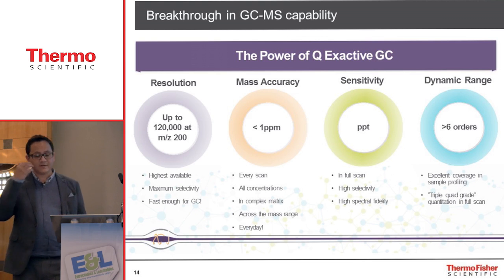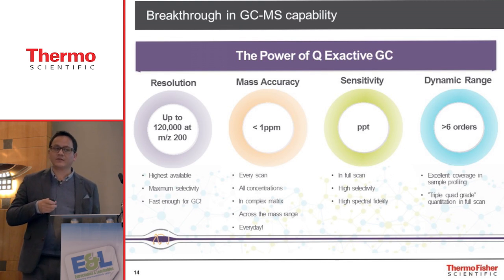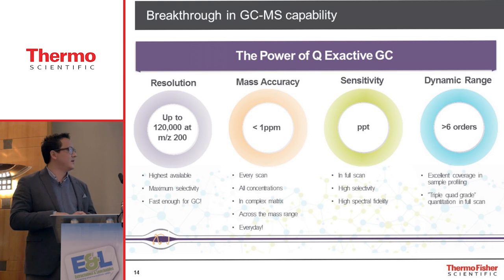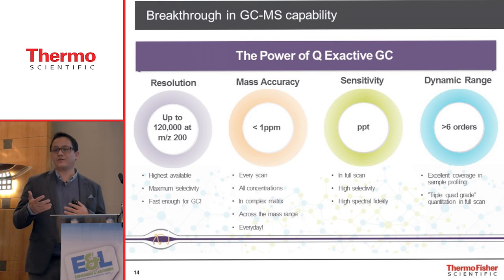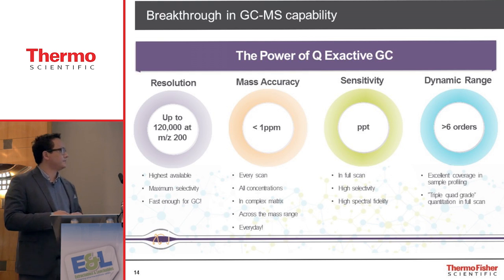So what does the system give you? As I mentioned, it's 120,000 resolution, which seems an obscene number. But that kind of resolution allows you to really clean up spectra. You can deconvolve spectra and have a very clean spectra without any background ions. That means your library search is more effective and you get higher quality identifications.